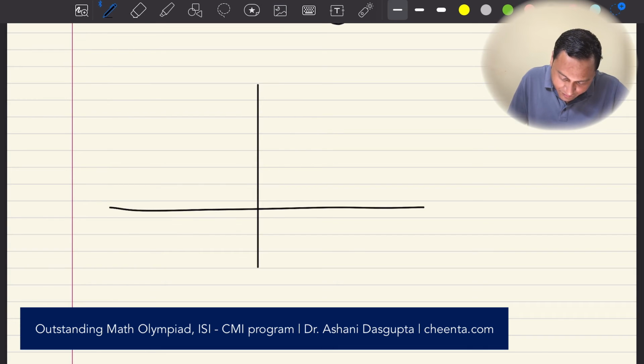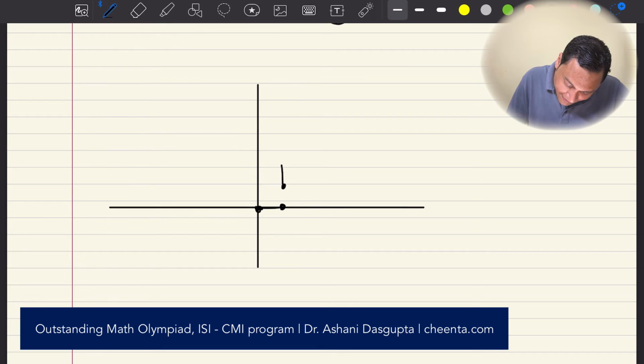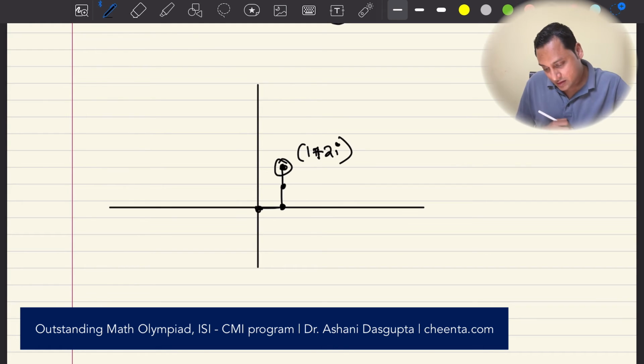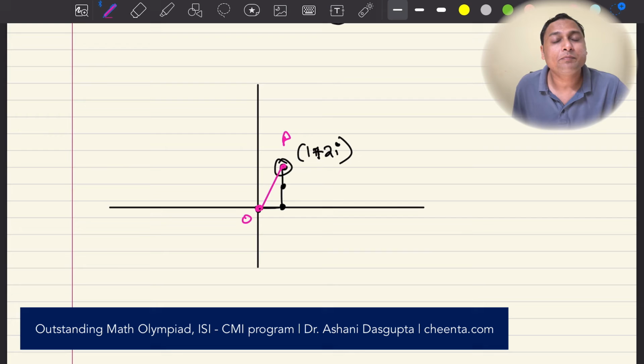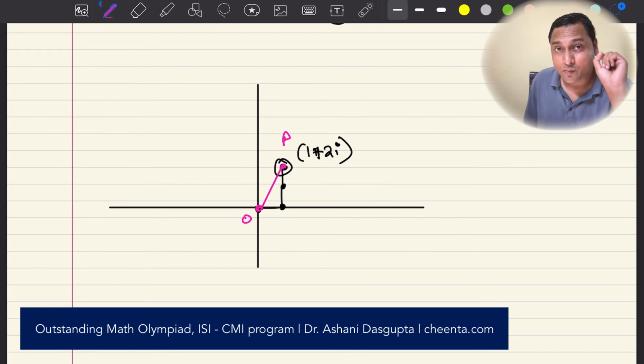If you have a point 1 plus 2i, this point here is 1 plus 2i, right? So you can take, this is the origin, this is the point P, OP. P is 1 plus 2i. That's the position of the point P.